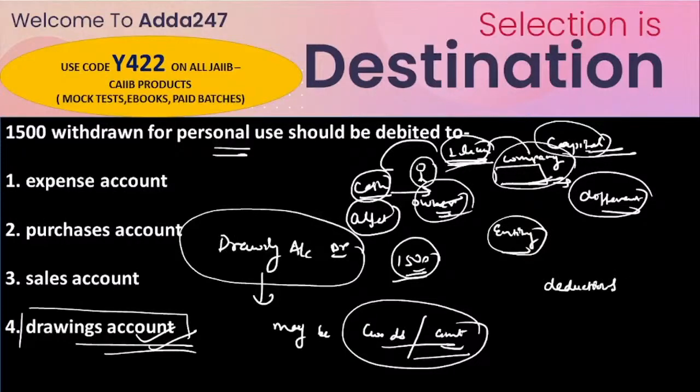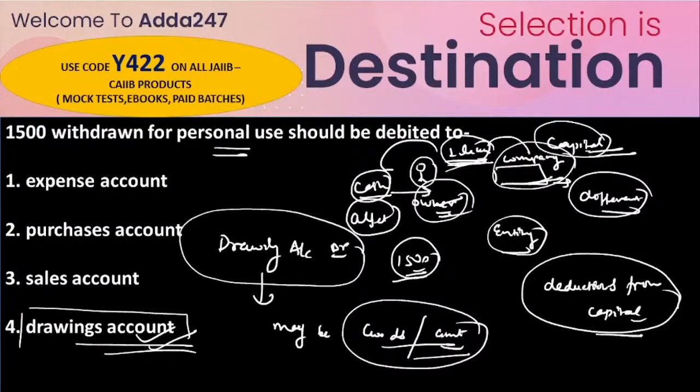Okay, that means there will be a deduction from capital, and that deduction will have a debit balance. So the account that should be debited is known as the drawing account. So the drawing account should be debited in this case. Okay, I hope it is clear now.